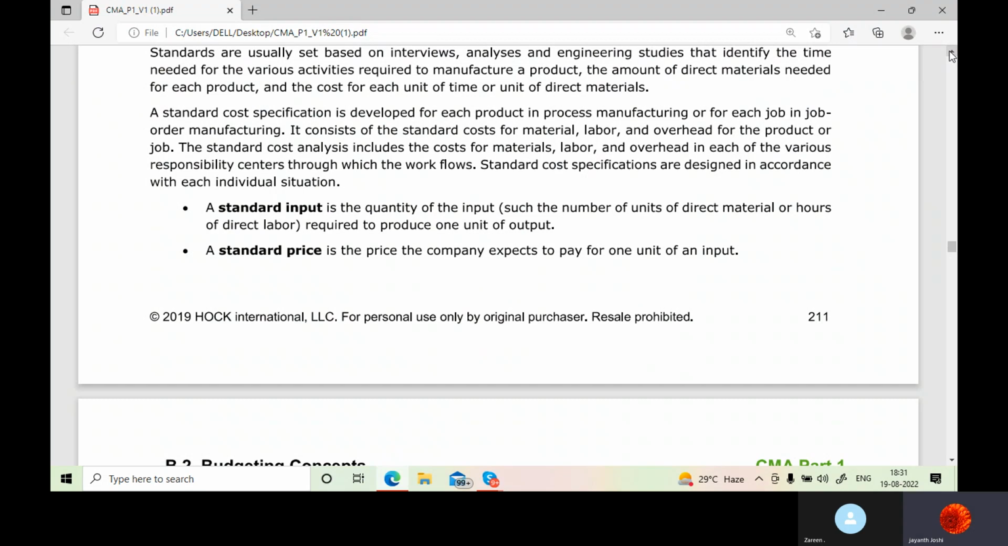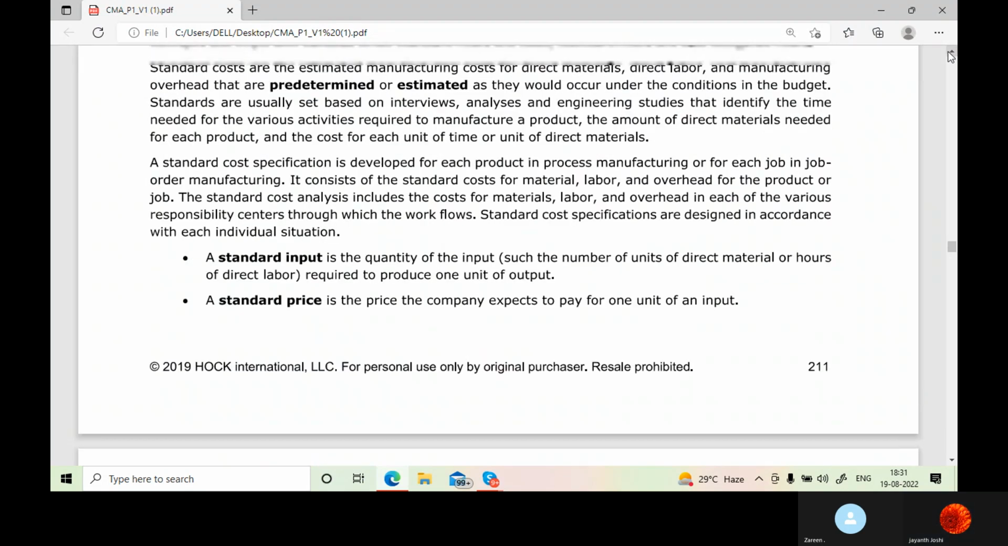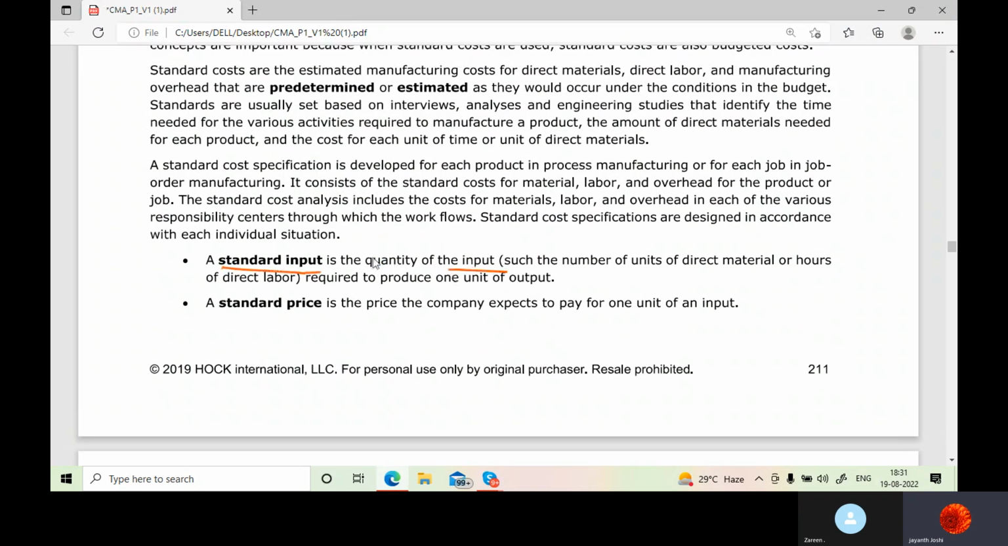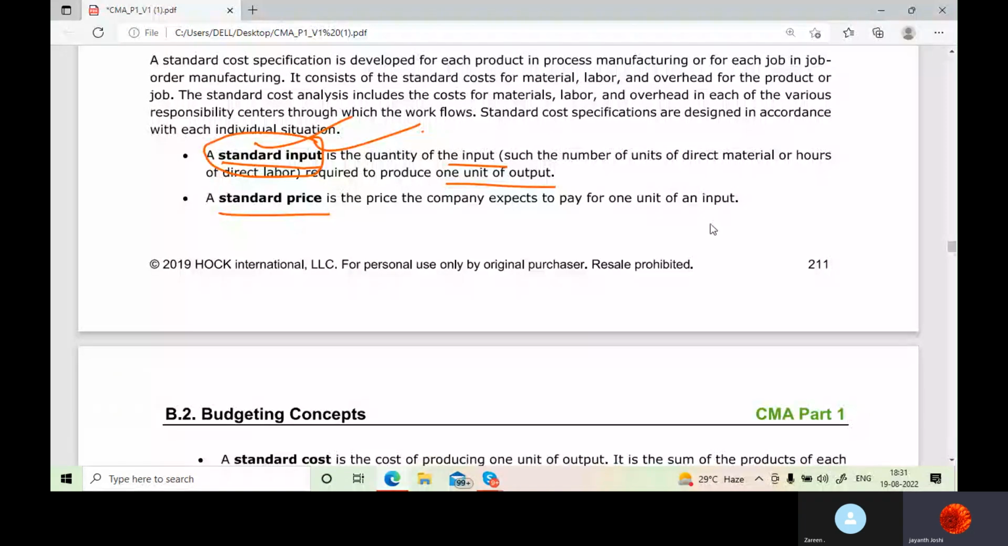So here we are speaking about standard input. It is the quantity of input required to produce 1 unit of output you will be using. This is an estimate of how many units you will be using to produce 1 unit of output. That's standard. And standard price is nothing but a pre-estimated price the company expects to pay for 1 unit of input. Okay, very clear. So standard input is the quantity of input you need to produce 1 unit of output, and price is nothing but what you pay for 1 unit of input. Standard cost is nothing but the cost of producing 1 unit of output.